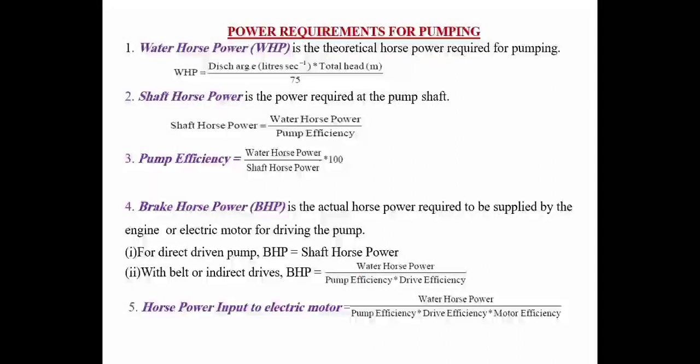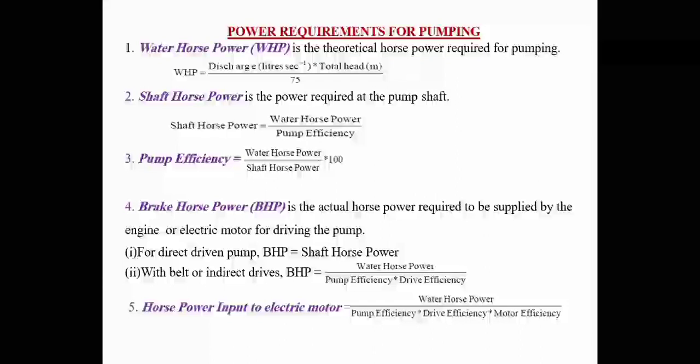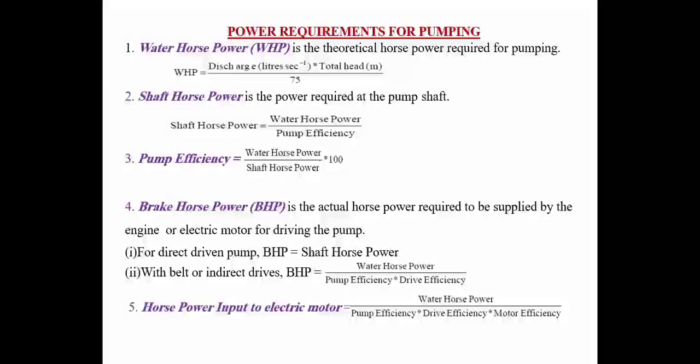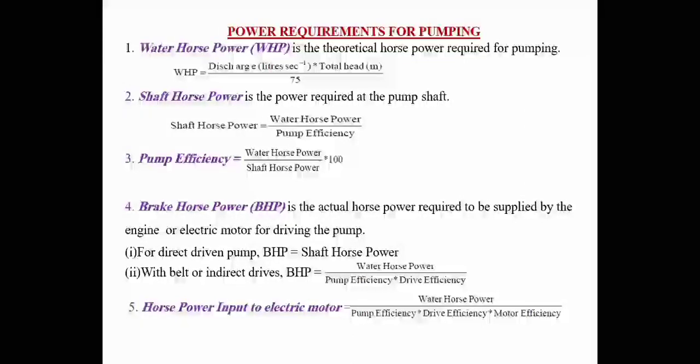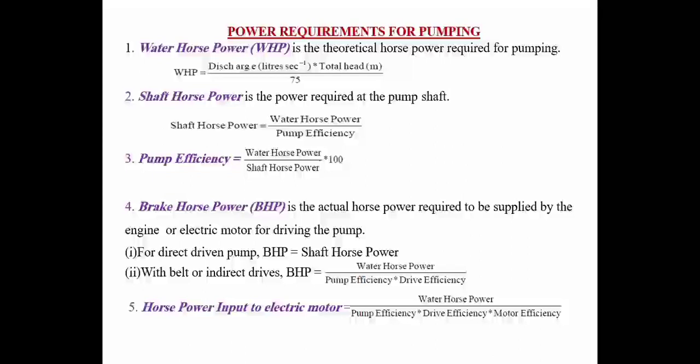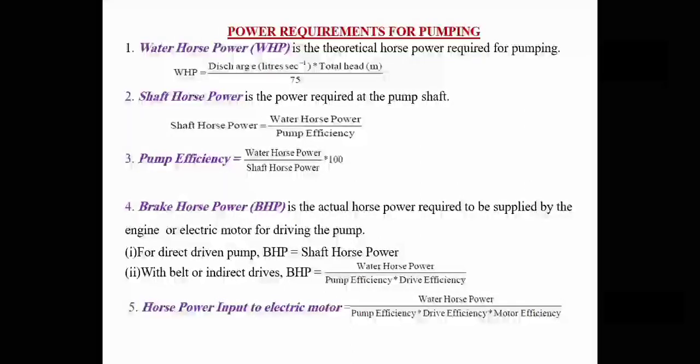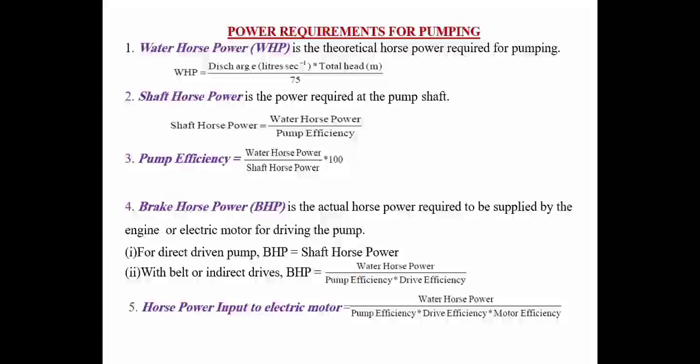Now the shaft horsepower is the power required by the pump shaft. That is equal to the water horsepower divided by the efficiency of the pump, and pump efficiency is the reverse of that equation. Brake horsepower is the actual horsepower required to be supplied by the engine or electric motor for driving the pump. For a direct driven pump, where the pump and motor are on the same shaft, BHP is equal to shaft horsepower itself.